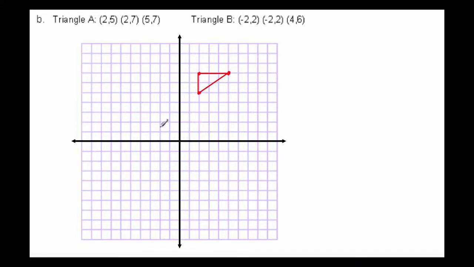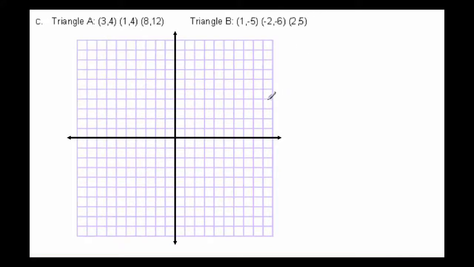Over -2 up 2, over -2 up 2, and over 4 up 6. So hopefully you notice that there's no way we can even make a triangle there. So that was probably a mistake on the part of the people who made this. So obviously there's no triangle, so I guess our answer in this case would be neither.